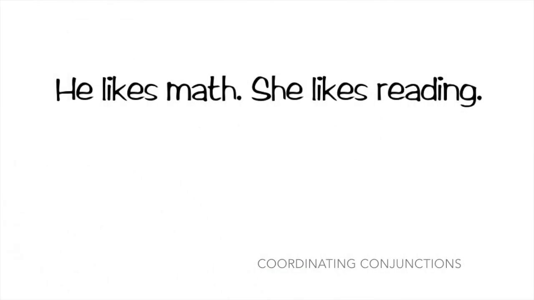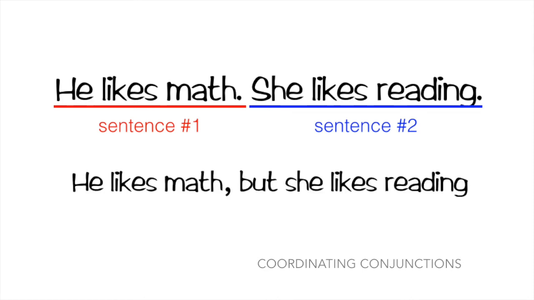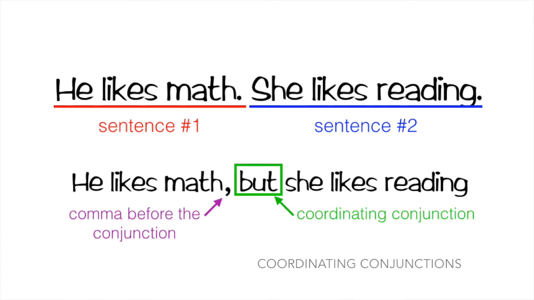And here's our last example. He likes math, she likes reading. Here, both of the subjects are separate, but they both like something. However, the things that they like are opposite things. So we need to use a certain coordinating conjunction that shows they're different. So we use the coordinating conjunction but. And always remember to place a comma right before the coordinating conjunction of two combined complete sentences.